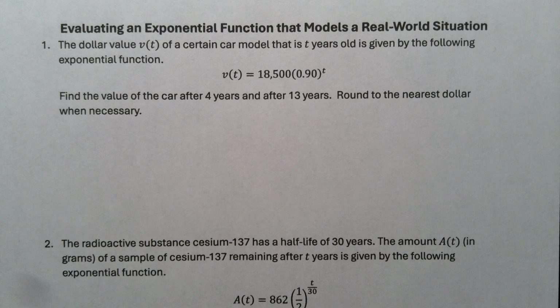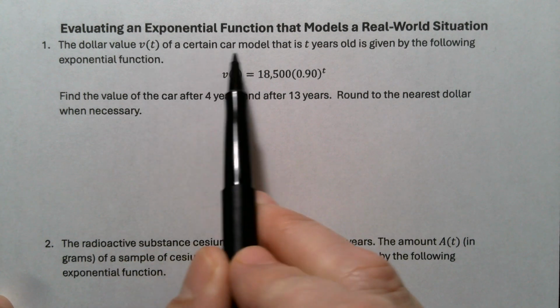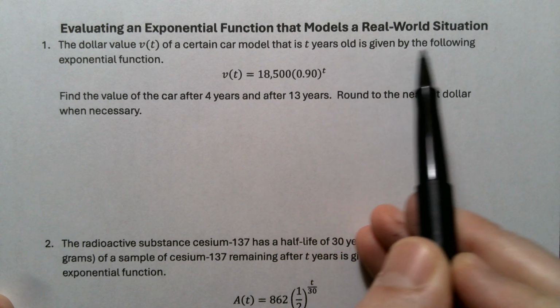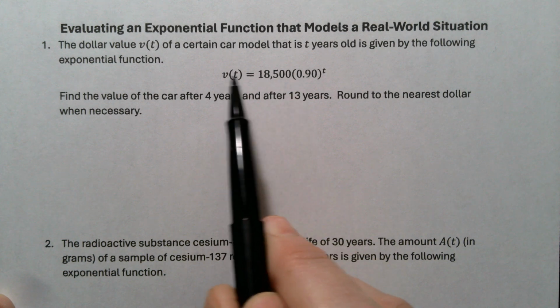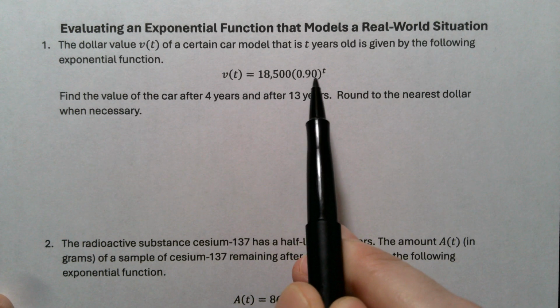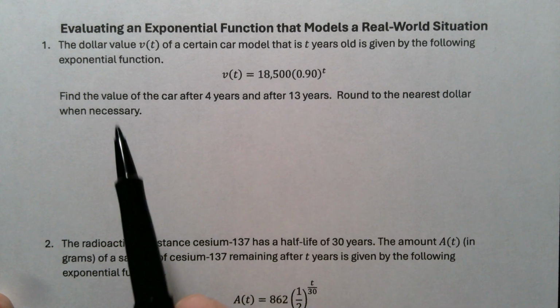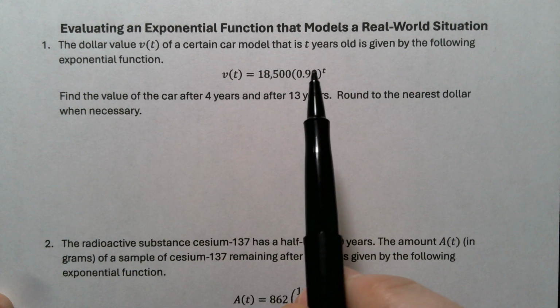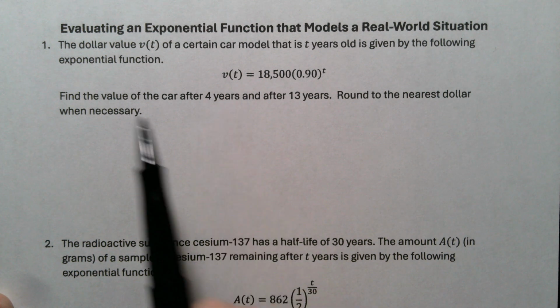In this video, we'll be evaluating an exponential function that models a real-world situation. So for problem number one, we've got the dollar value, V of t, of a certain car model that is t years old is given by the following exponential function. V of t is equal to 18,500 times 0.90 to the t. Okay, so this looks like a 10% decrease per year.